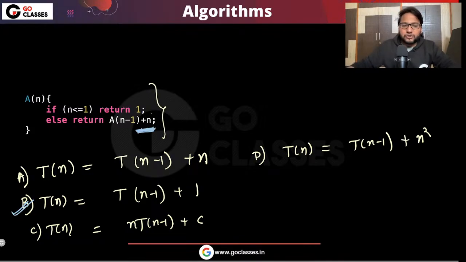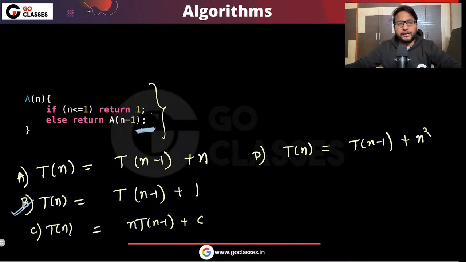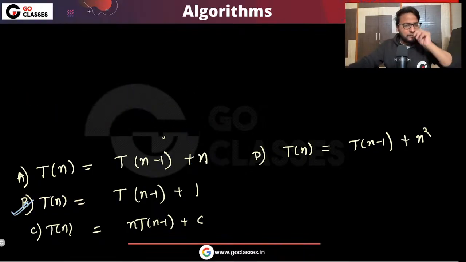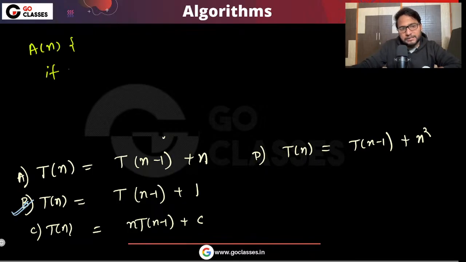See, if I just ask you what will be the recurrence relation, instead of this program, let's suppose for this program, I have something like this. Maybe I can write something like this. Let's suppose I ask you what is the recurrence relation for this program A of n, and here if n is less than or equal to 1, then return 1 or whatever, right?